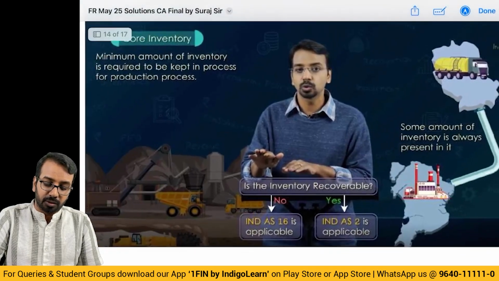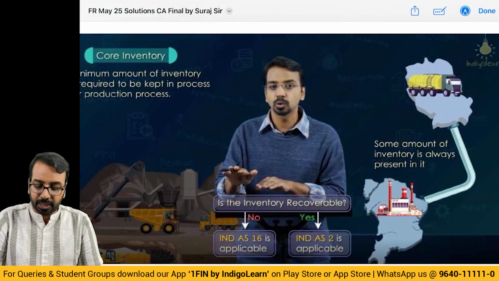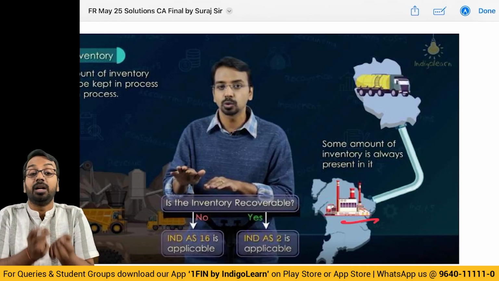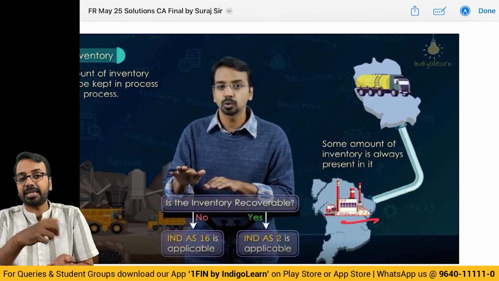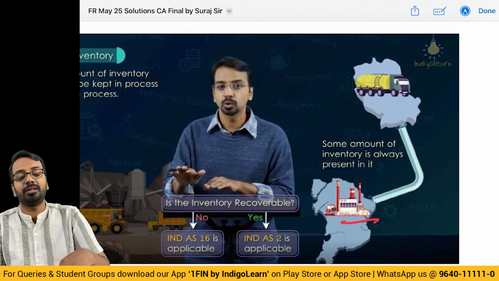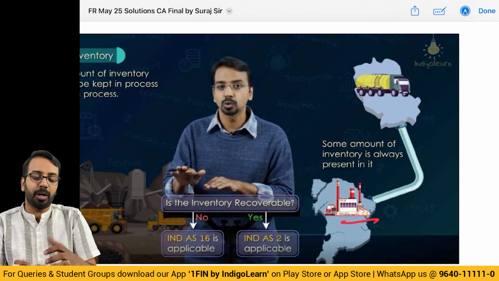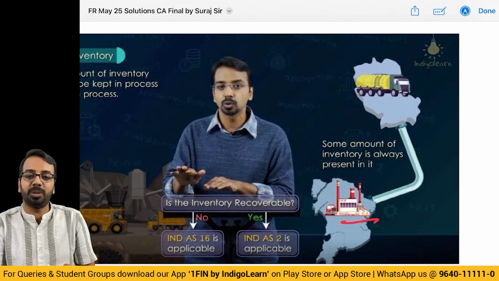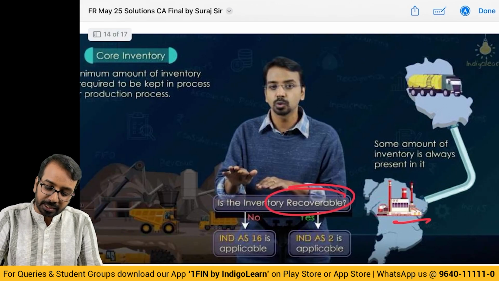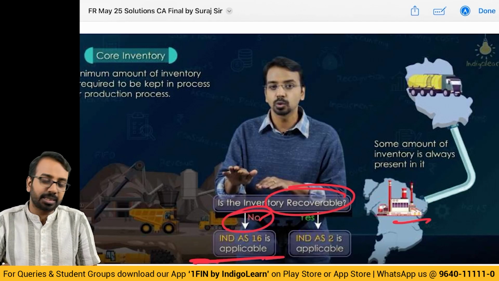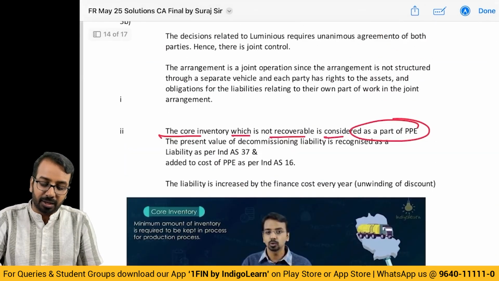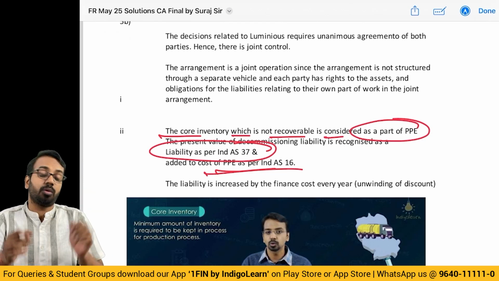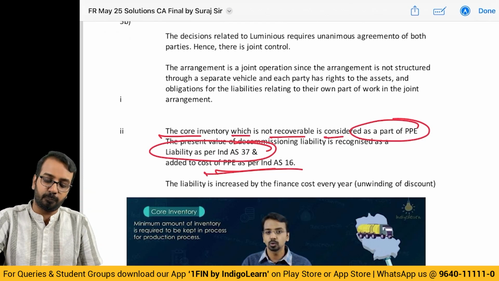So what happens is when you have a coal mine, or let's say a pipeline, you need to maintain some minimum level of inventory which you cannot use, which you cannot extract and sell. The cost of that is considered to be a part of property, plant and equipment, because that is a cost I have incurred. Without that cost, I will not be able to operate the PPE. So here, because it is not recoverable, Ind AS 16 is applicable, and hence I will capitalize that. And for decommissioning, I'll create a liability as per Ind AS 37 and add that to the cost of PPE as per Ind AS 16.